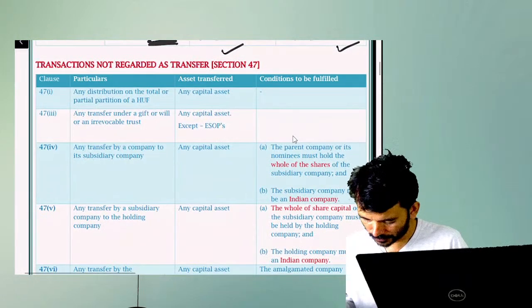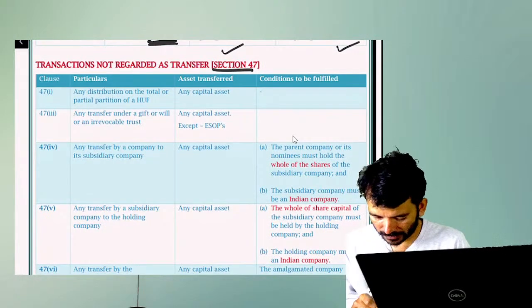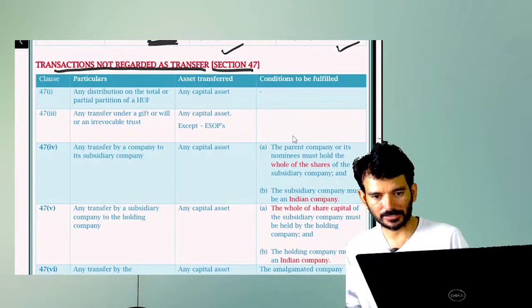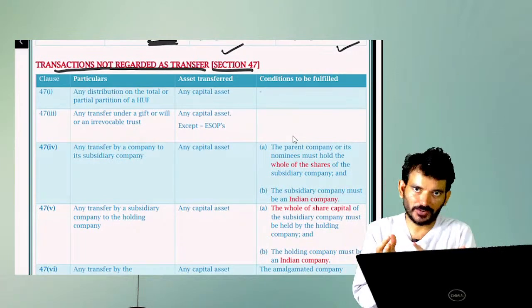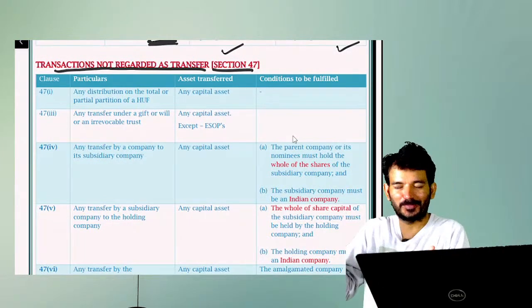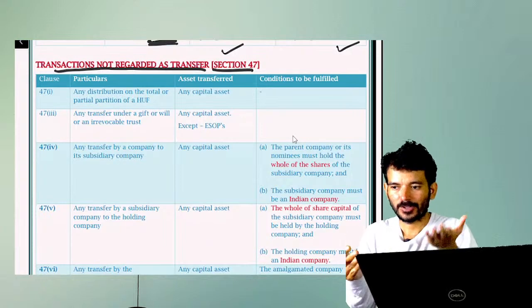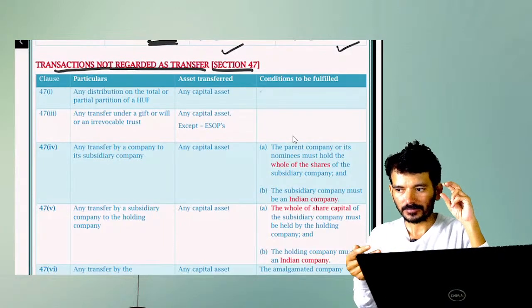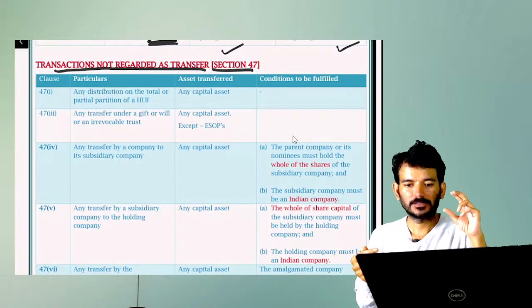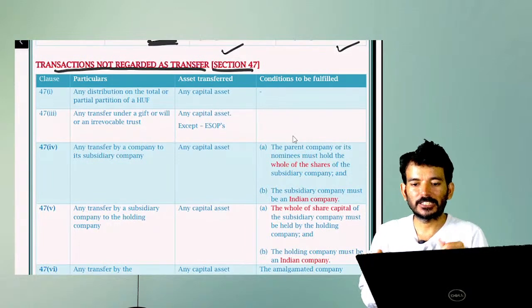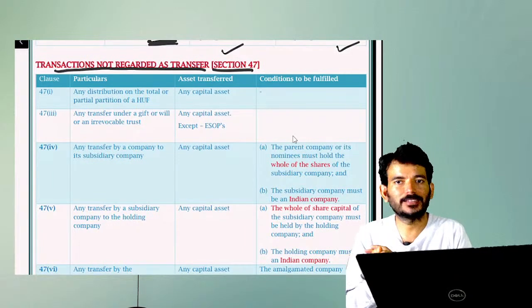Yeah. So now section 57, transactions not regarded as a transfer. I'll just summarize what we have discussed. It's like a cumulative revision. First we started with what is specified securities. Meaning anything other than your shares.